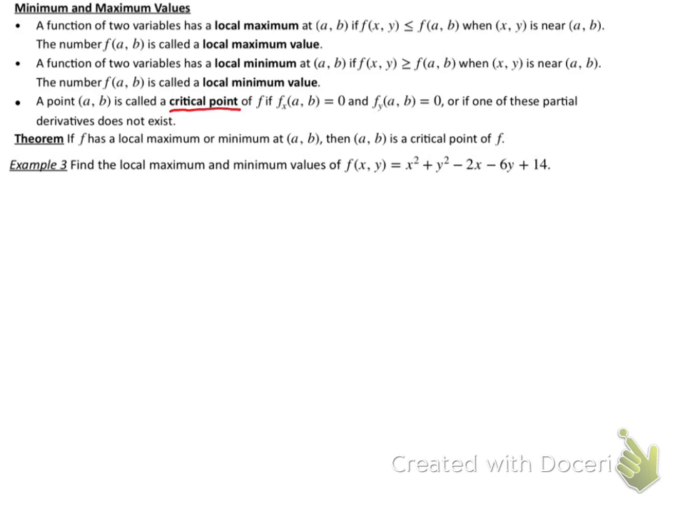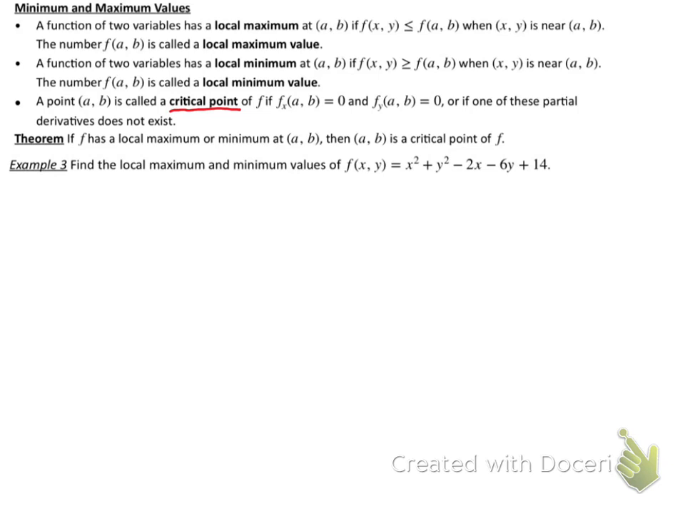Then why are we talking about critical points? Because that's where our local minimum and maximum values will happen. If you have a local minimum or maximum, then the point is definitely a critical point. The reverse is not true. Not all critical points will bring you a local minimum or maximum, but local minimums and maximums will only happen at the critical points.